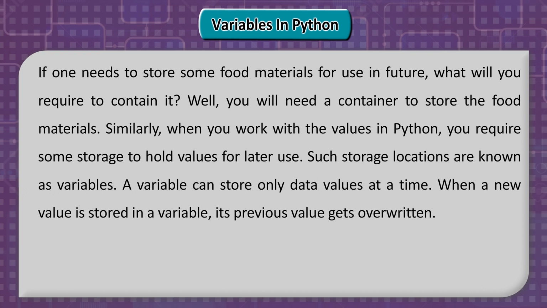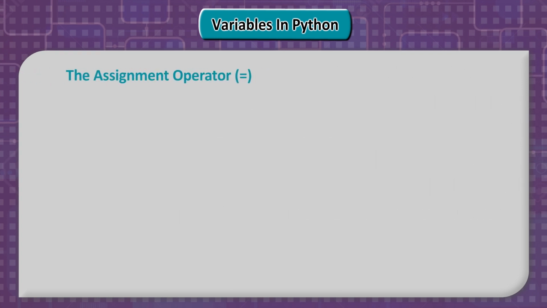Variables in Python. If one needs to store some food materials for use in future, what will you require to contain it? Well, you will need a container to store the food materials. Similarly, when you work with values in Python, you require some storage to hold values for later use. Such storage locations are known as variables. A variable can store only one data value at a time. When a new value is stored in a variable, its previous value gets overwritten.